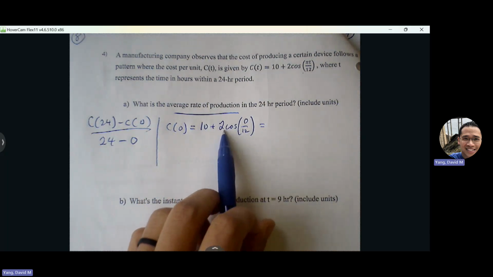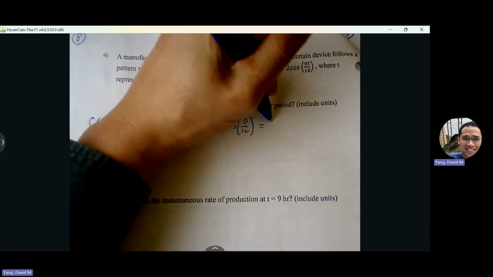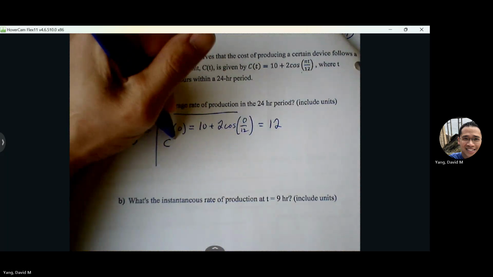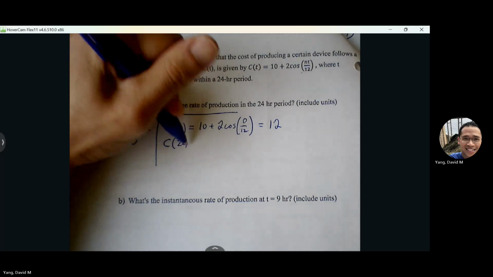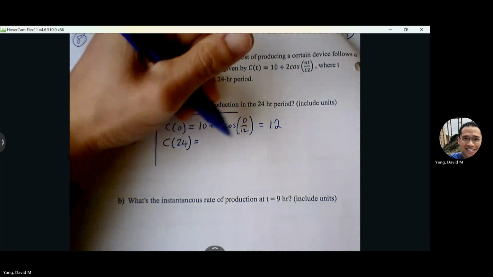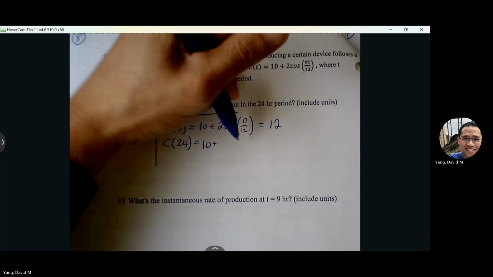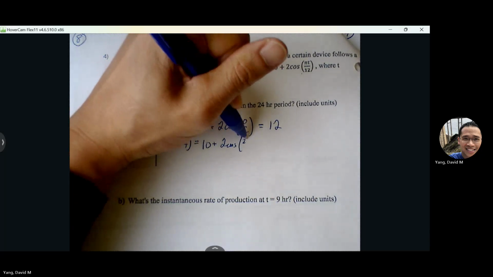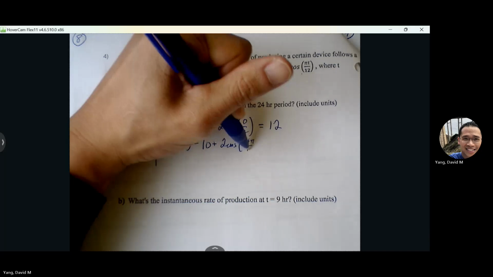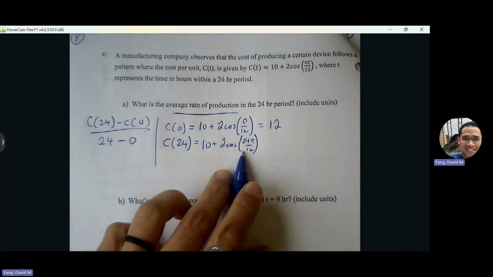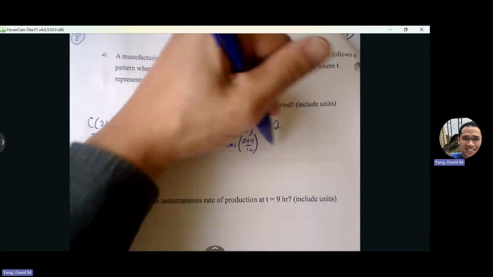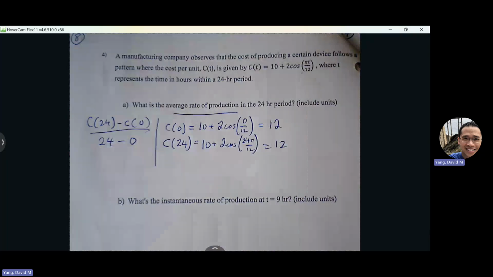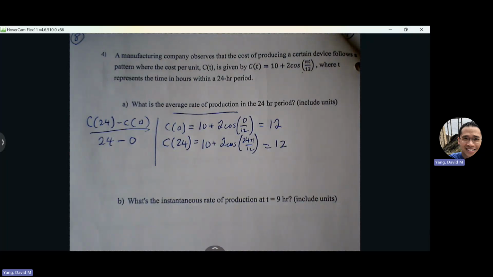Cosine of 0 is 1. 1 times 2 is 2. We get 12 here. Here, 24 pi over 12 is 2 pi. Cosine of 2 pi is still 1. 1 times 2 is 2. We still get 12. So the average rate of production between the 24-hour period is 0.